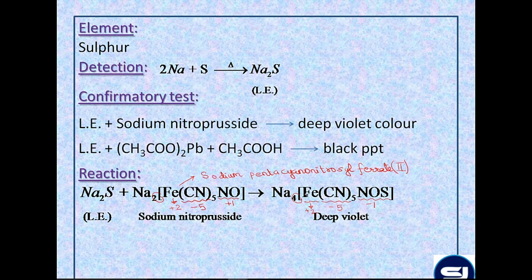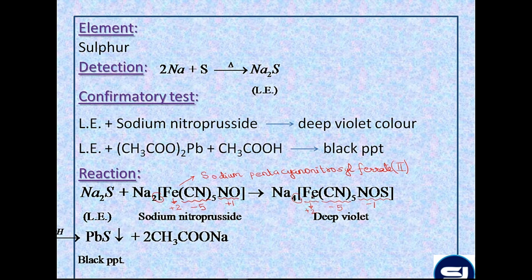So coming back to the reaction, the Na2S reacts with Na2[Fe(CN)5NO], sodium nitroprusside, to give Na4[Fe(CN)5NOS], which has a deep violet coloration. The IUPAC name of this compound is similar to the previous one, but instead of nitrosyl, now we have isothiocyanato. Hence, the compound would be named as sodium pentacyanoisothiocyanatoferrate in the +2 oxidation state.